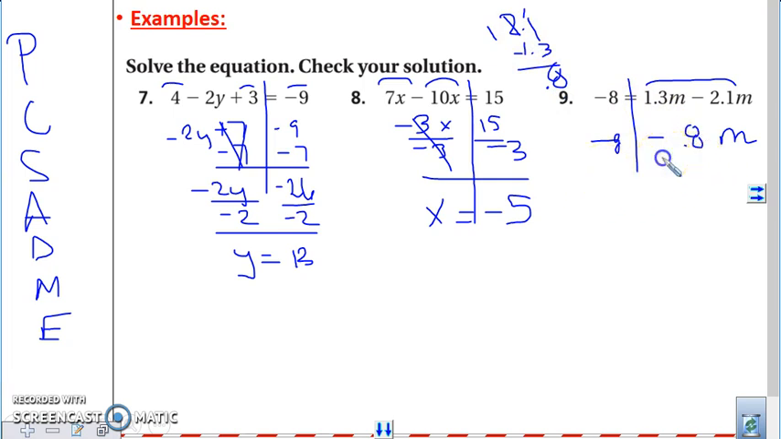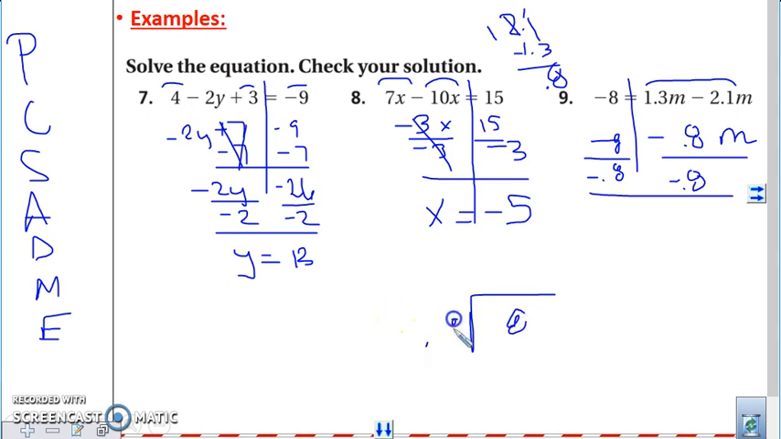Alrighty. Undo multiplication and division because there's no addition or subtraction. So divide by negative 0.8. Here's what I see a lot of going on. Top dog goes in the house. 8 goes in the house. 0.8 goes outside. Move the decimal. Add that 0. How many 8s are in 80? 10. M equals 10.